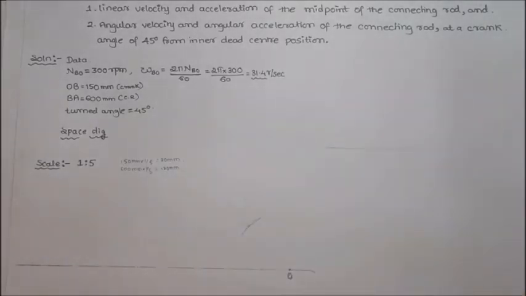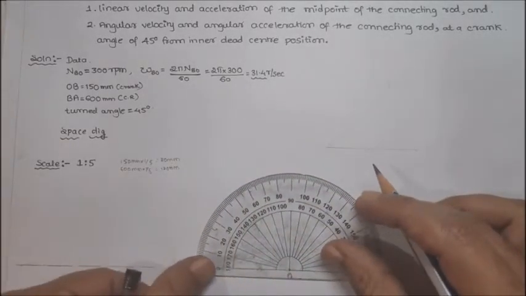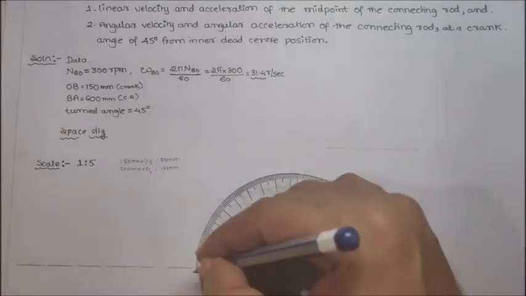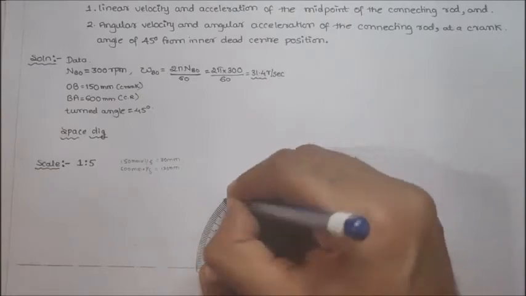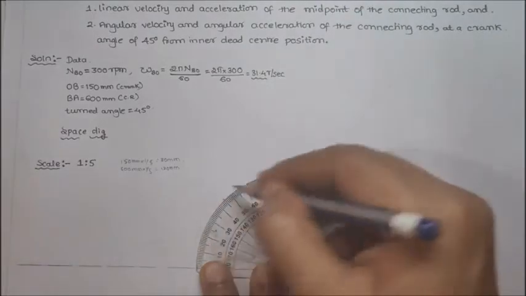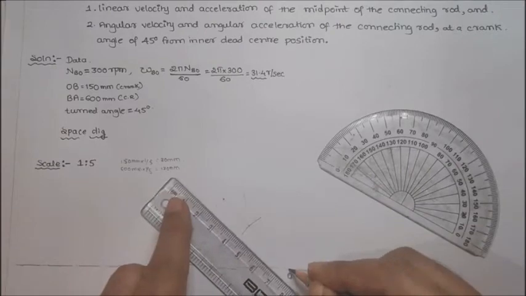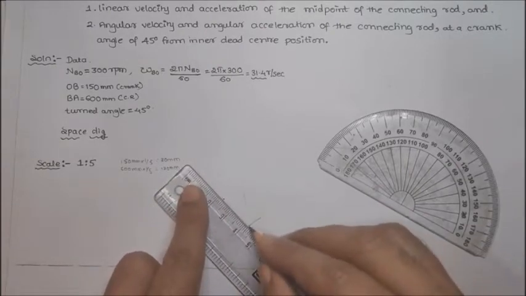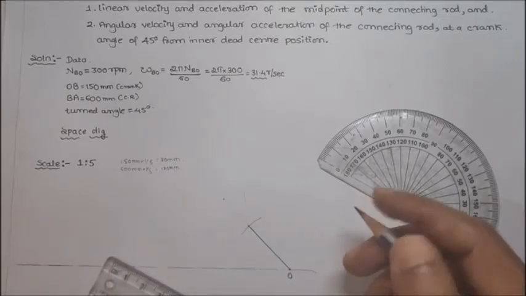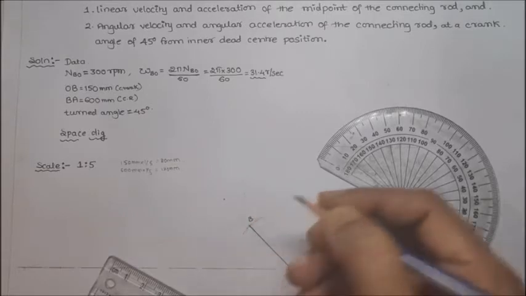Then keeping the protractor at point O, we'll measure 45 degrees from the inner dead center, and this crank rotates clockwise, so it is measured in this direction. Later we will join the line. So this is our crank line, and we'll name this one as point B.